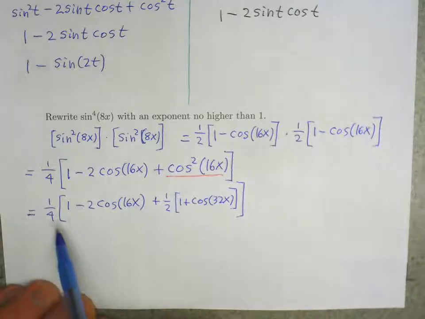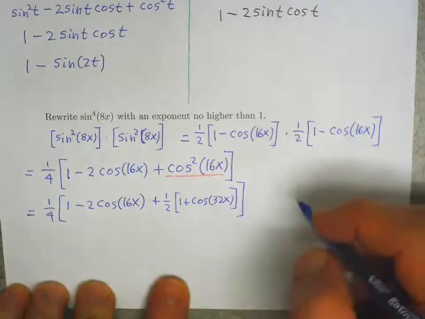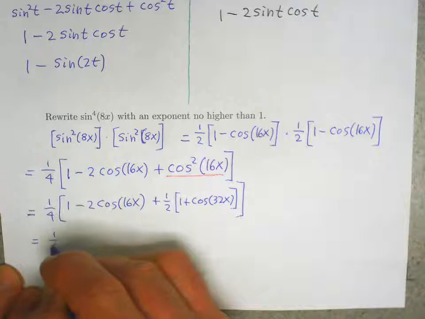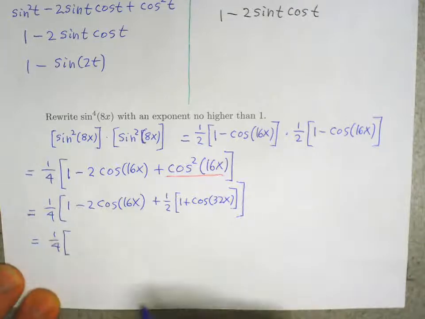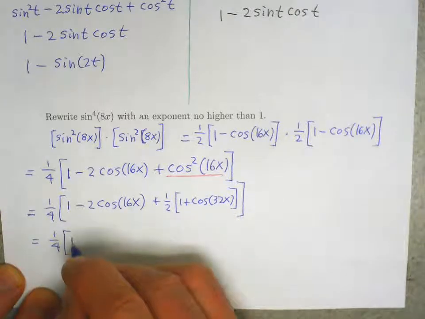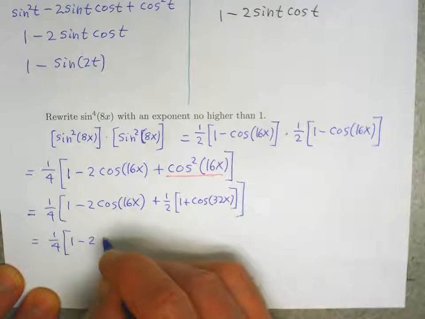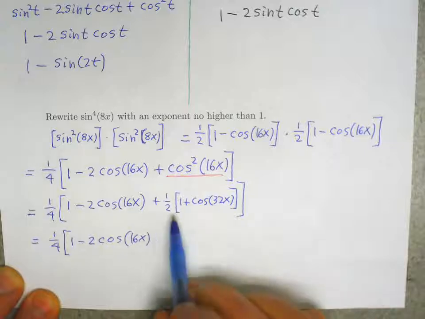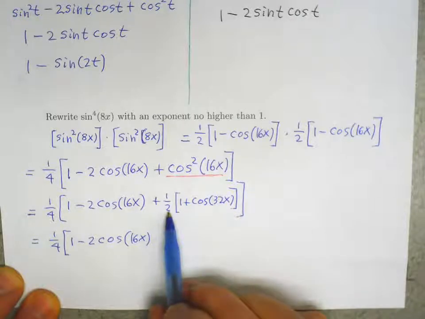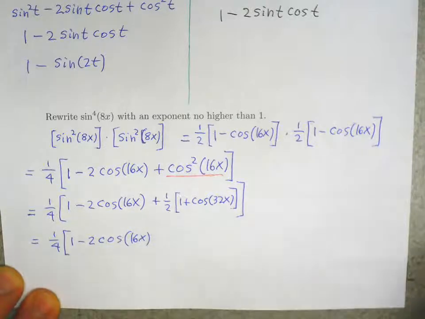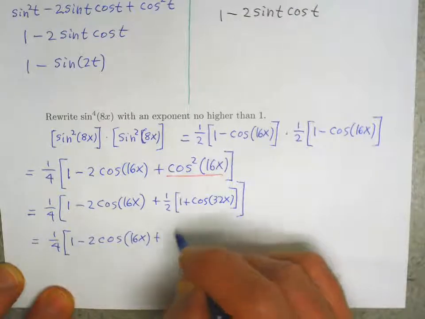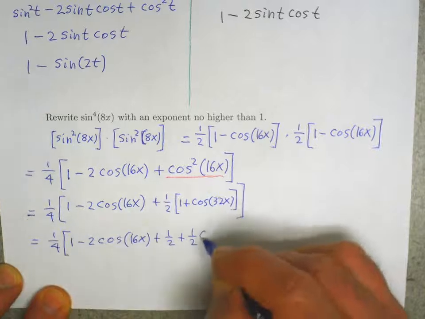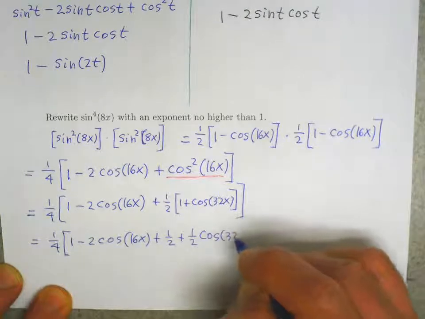So this is an okay answer, but let's work on it a little bit. We'll work on the inside a little bit more, so we get 1 on the inside of the brackets, 1 minus 2 times cosine of 16x, and then we'll distribute multiplication by 1/2. So we get plus 1/2 plus 1/2 cosine of 32x.